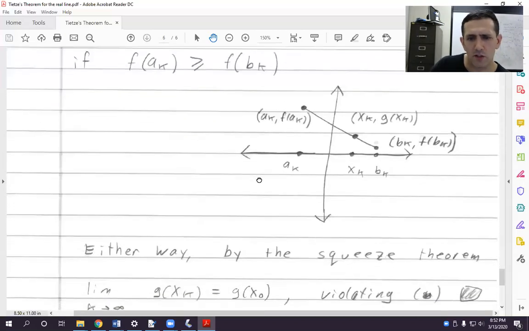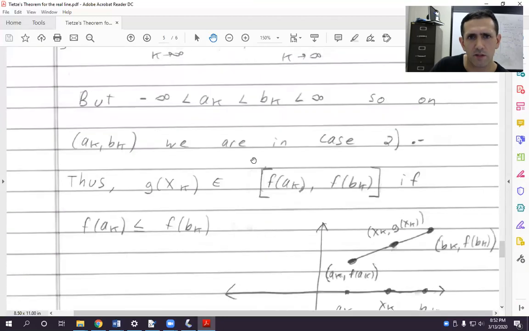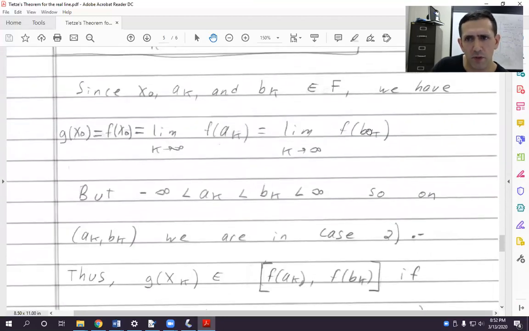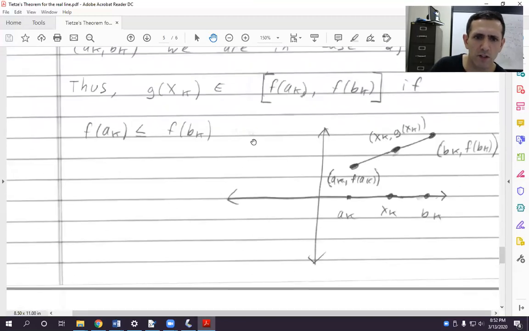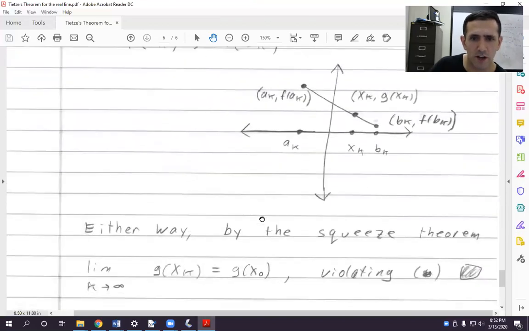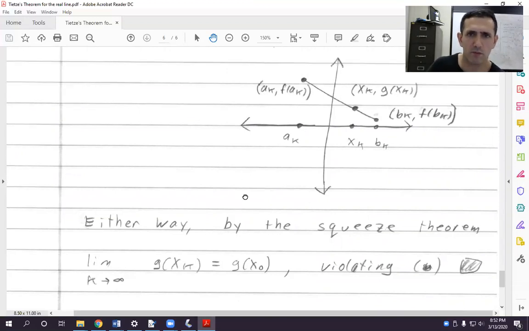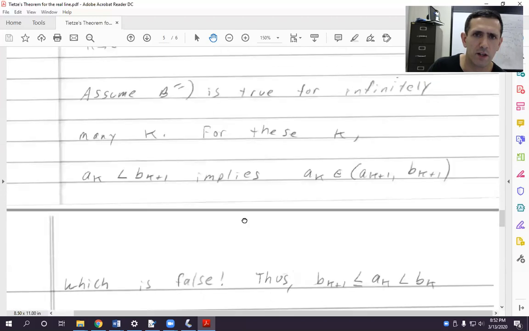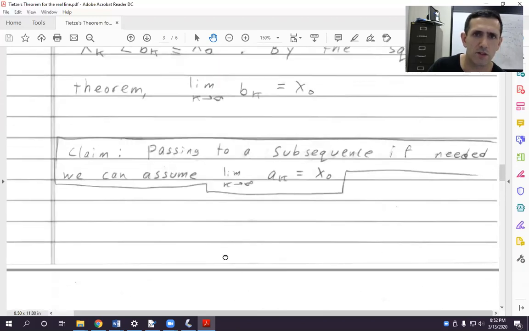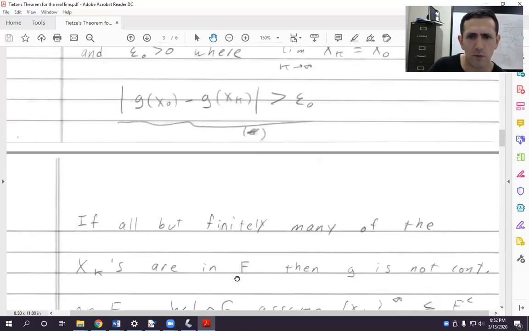So either way, the squeeze theorem tells us that because, again, both f of bk and f of ak converge to f of x0, which is g of x0, the squeeze theorem tells us that g of xk is going to have to converge to g of x0. And that violates star, what we had way back. Right here. So the proof is finished.